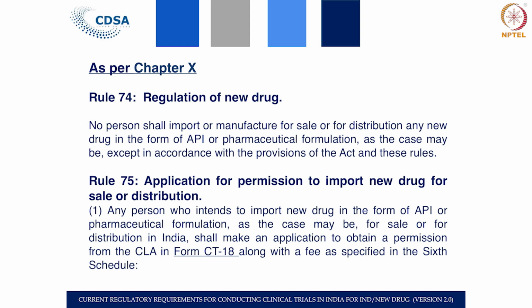There is a schedule in the New Drug and Clinical Trial Rules which mentions different tables: table 1, table 2, table 3, table 4. So, as per the type of drugs you are going to apply for, whether it is for the purpose of import or whether it is for the purpose of manufacture.